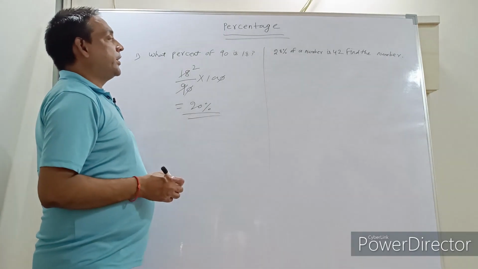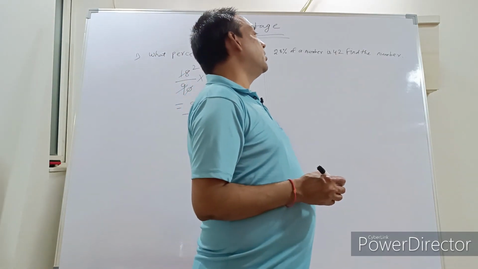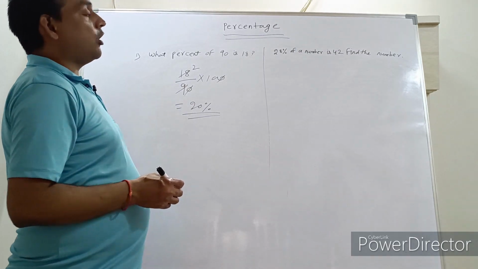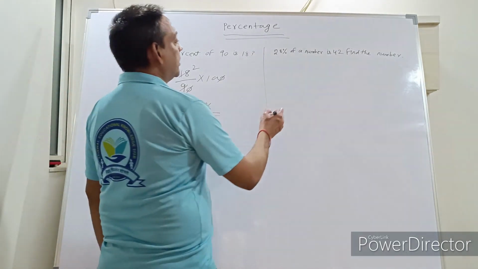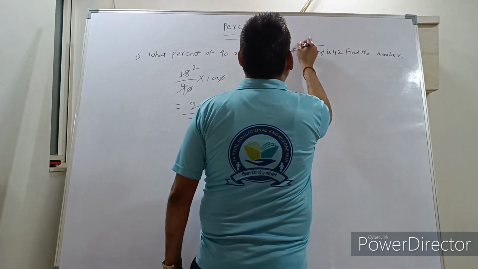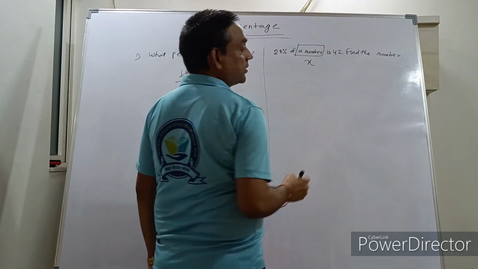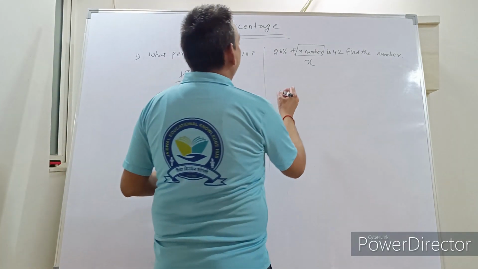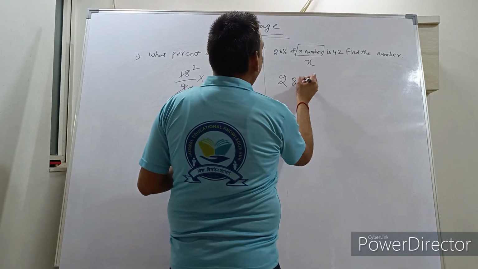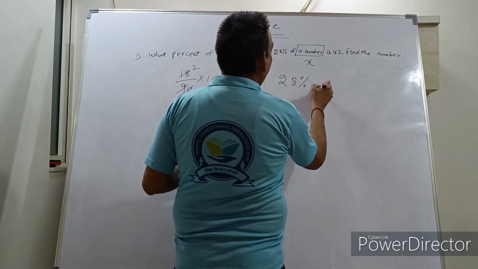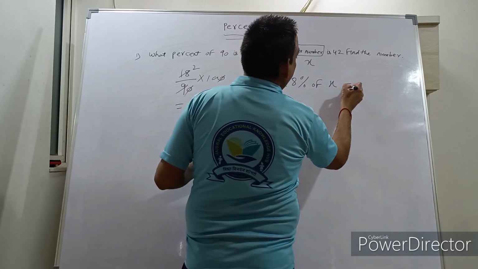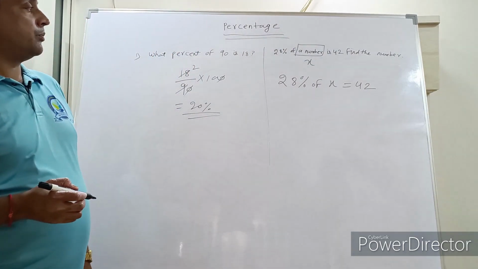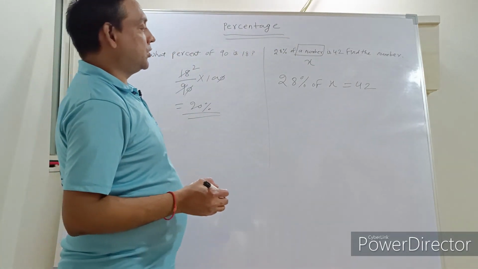Next sum is 28% of a number is 42. Find the original number. Since we don't know the number, let the number be x. So the given condition is 28% of x is equal to 42.